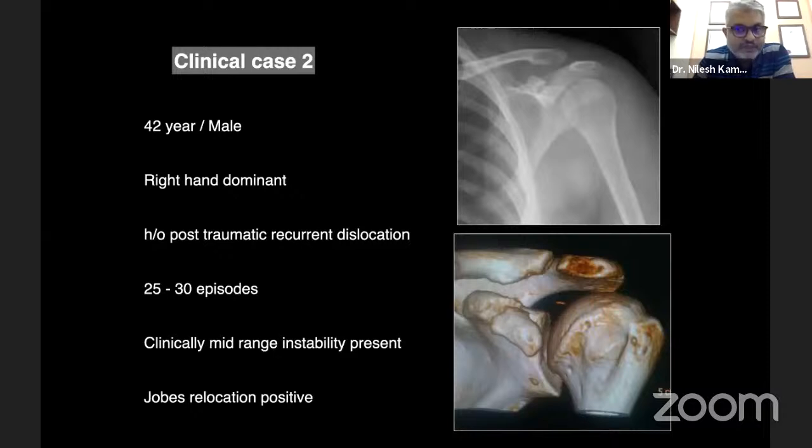Here we have this 42-year-old male, history of post-traumatic recurrent dislocation. On history, more than 30 episodes of dislocation, clinically mid-range instability. This was something which was done very early in my practice. At that point of time, a regular conventional AP was done, not a true AP. But here you see that on 3D CT, there was a fracture of the coracoid and a very small fragment which was present along the anterior inferior aspect of the glenoid.